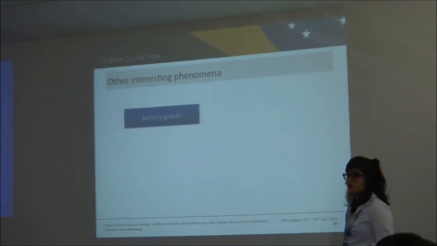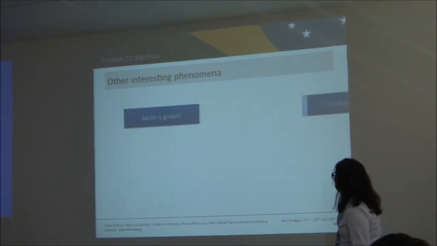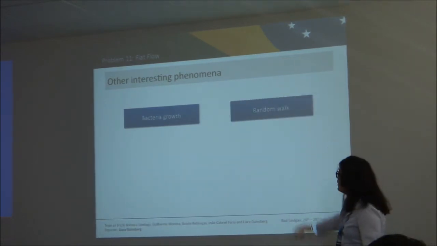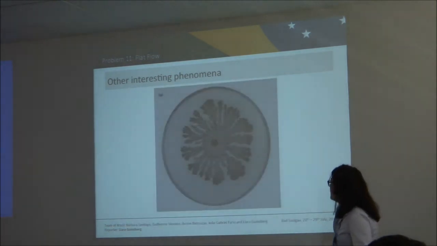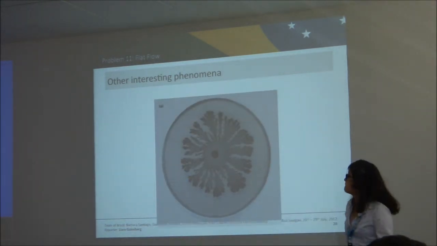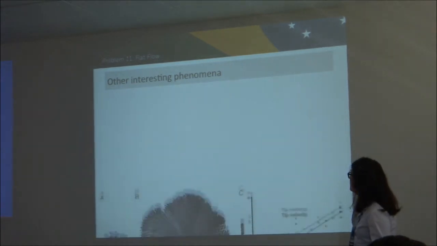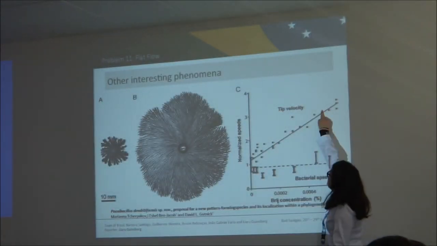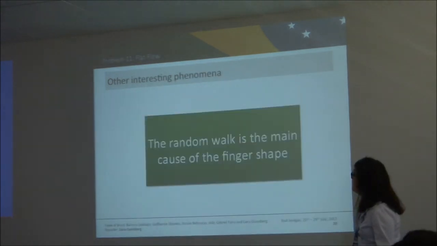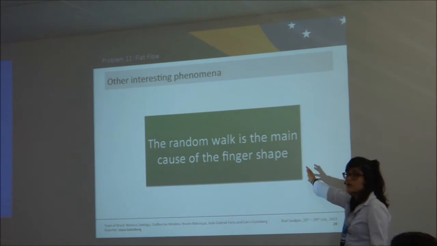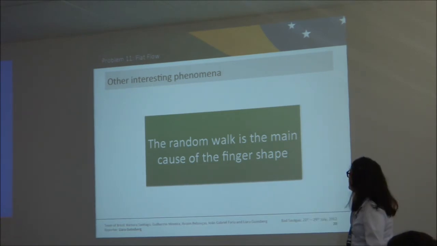You can also see other interesting phenomena, such as bacteria growth. We also have the random walk, and we have this closely related pattern, as you can see from this figure. And the graph as well, as you can see that the velocity of the tip is linear, as we will see further in our experiment. The random walk is the main cause of the finger shape.